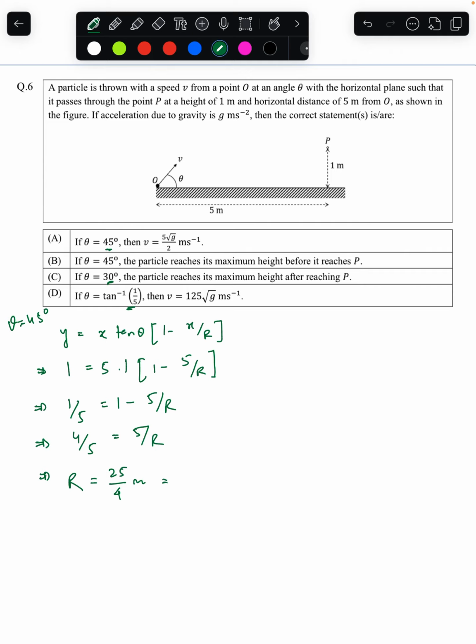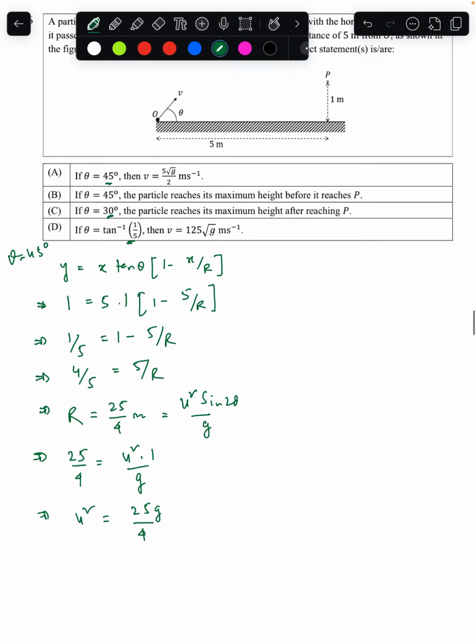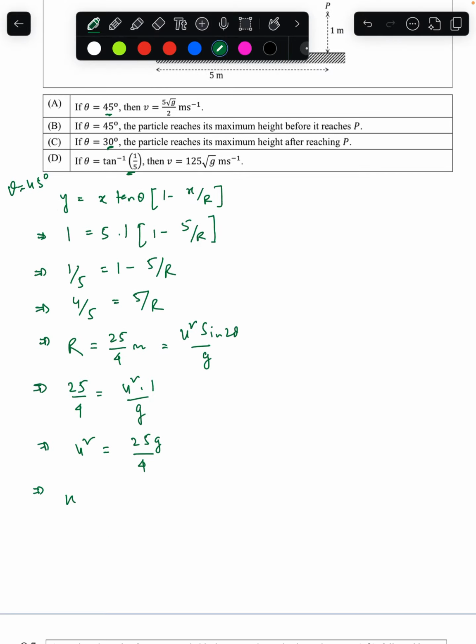We know R is equal to u square sine 2 theta divided by g. So we can write 25 by 4 is equal to u square sine 90, which is 1, by g. So u square becomes 25g divided by 4. Hence u is coming 5 by 2 under root of g meter per second. Very flat track, very easy. We got, I think, option 1. So yes, option A is correct.